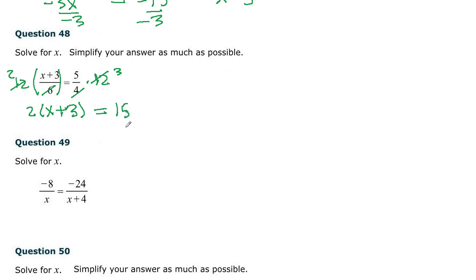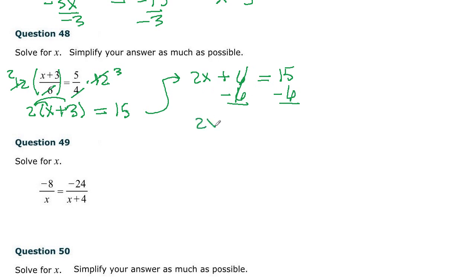And now we've cleared out all our fractions. So now we can go ahead and multiply that 2 in times each piece. So that's going to be 2 times x, 2x, plus 2 times 3, 6, equals 15. And now we subtract 6 off on both sides. So these guys cancel. We're just left with a 2x here. 15 minus 6 is 9. And then divide the 2 off on both sides. So x is 9/2.